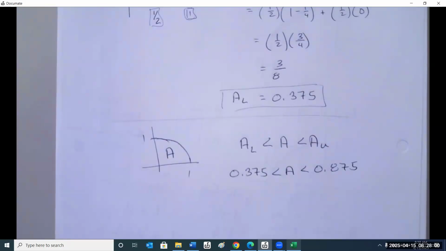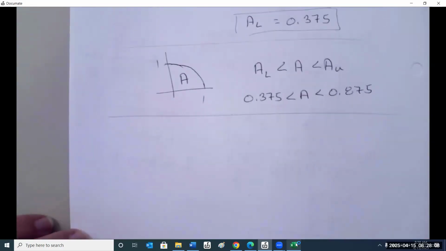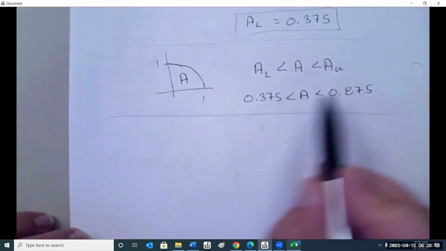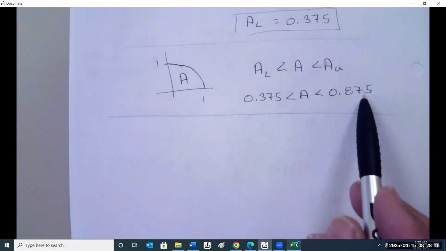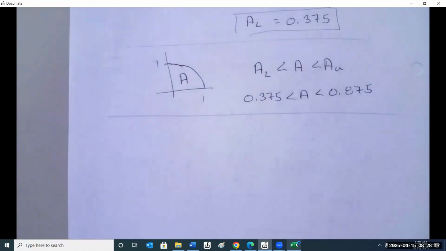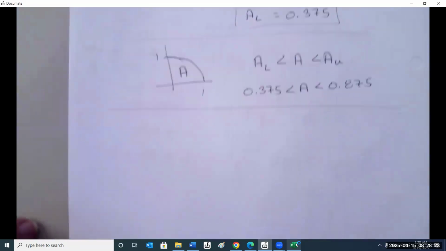Can we make it a better estimation? If we can make these two numbers, the AL and AU, closer, then we get a better estimation. We keep on getting closer to it, then we get to the true answer of the area under the curve.